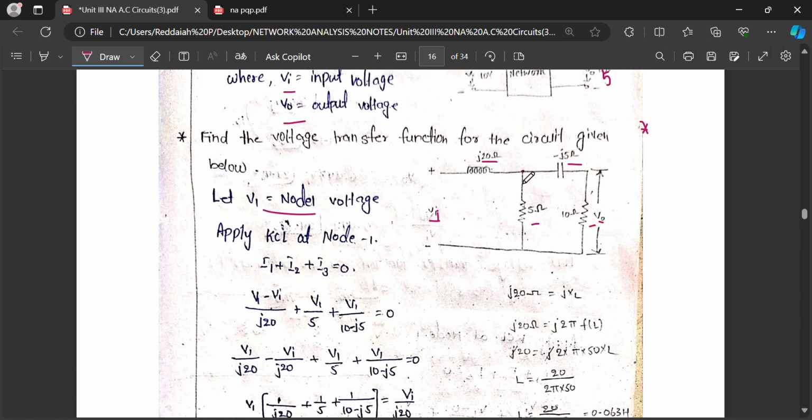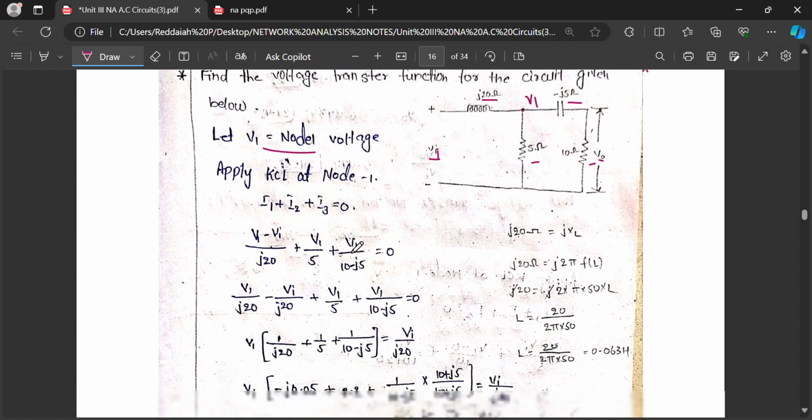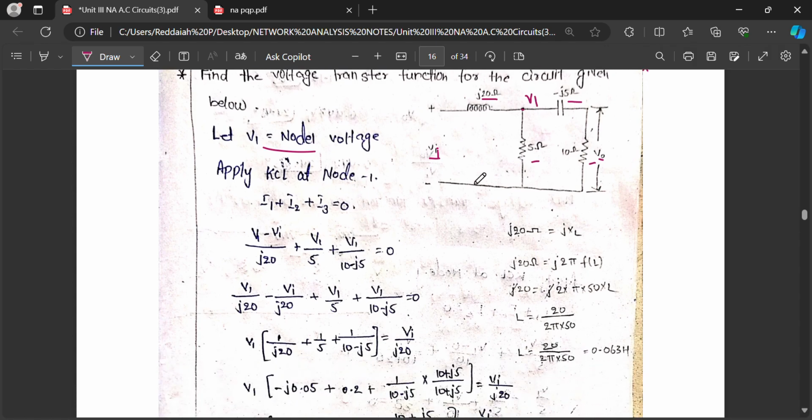Let V1 be the node voltage. Apply KCL at node 1. Assume the currents are I1, I2, and I3. Incoming currents equal outgoing currents, so I1 plus I2 plus I3 equals 0. The total current at this junction V1 is equal to 0.